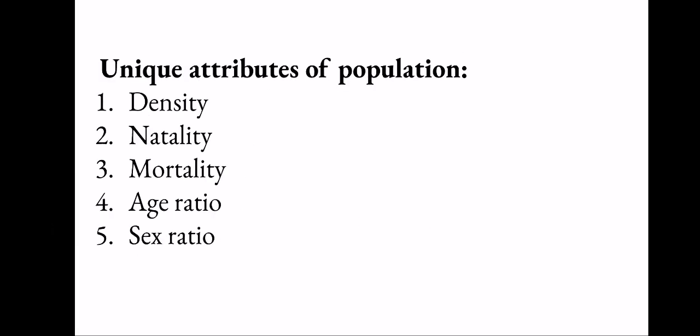Now certain unique attributes of population. When we talk about unique attributes, we must recall that unique attributes are only present in population, and unique attributes are those attributes which are statistical parameters. That means these are mathematical, these are not explained just by observing a single individual. So this can be your density, natality, mortality, age ratio, and sex ratio. We would describe all of this in the next video, because density, natality, mortality, age ratio, sex ratio are very important, and we must know all of these parameters in a very detailed way.